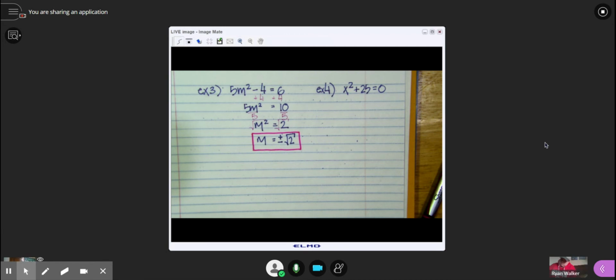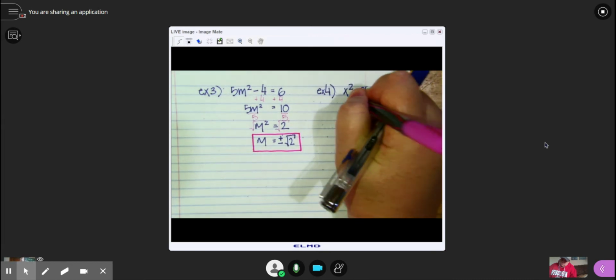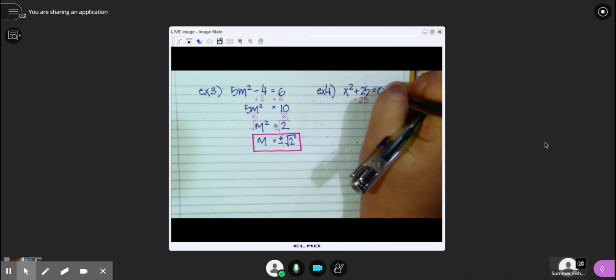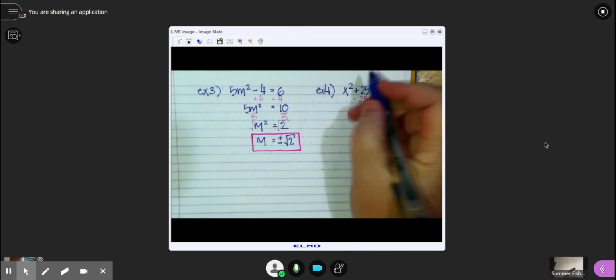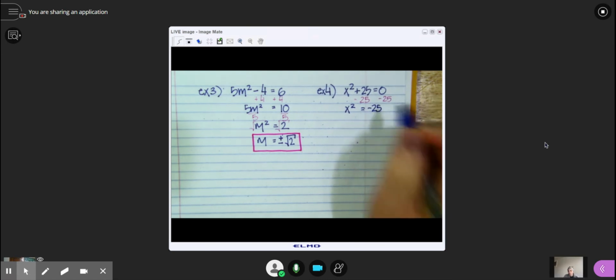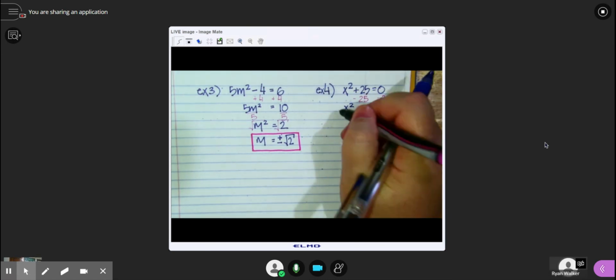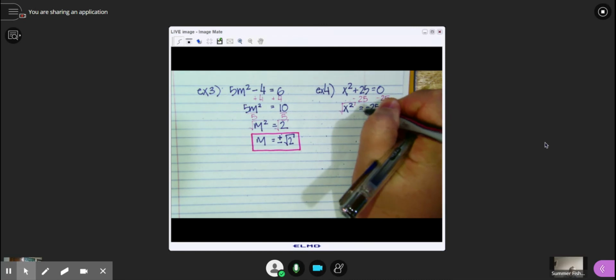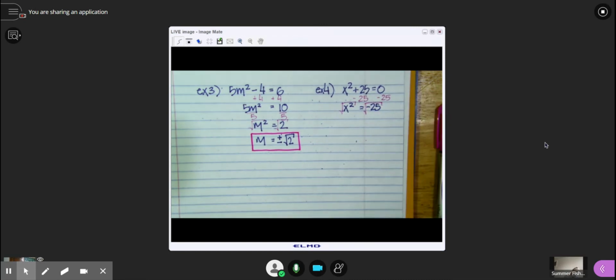All right, x squared plus 25 is equal to 0. Here I'm going to subtract 25 from both sides. But there's a caution here. I know Summer should know it. I don't know if you will, Ryan.